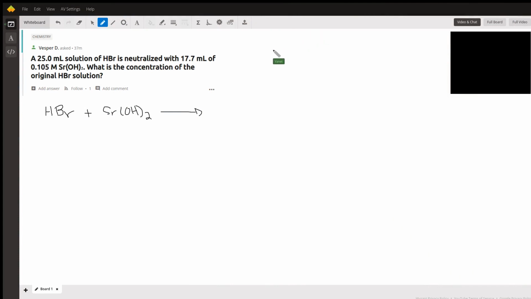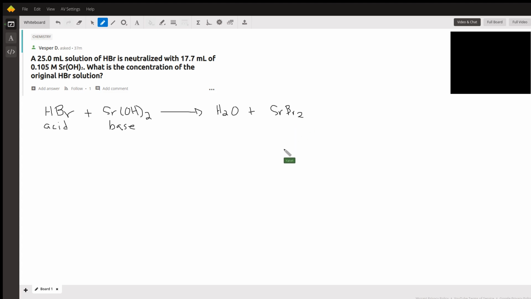Hello. One way to look at this problem is to first write the chemical equation where they are telling you that hydrobromic acid reacts with strontium hydroxide. Hydrobromic acid is your acid, and the strontium hydroxide is your base. A neutralization reaction always produces a salt and water, so water is a byproduct, plus strontium bromide.